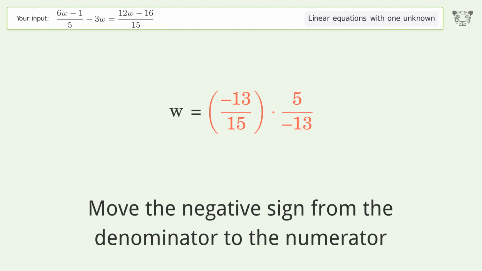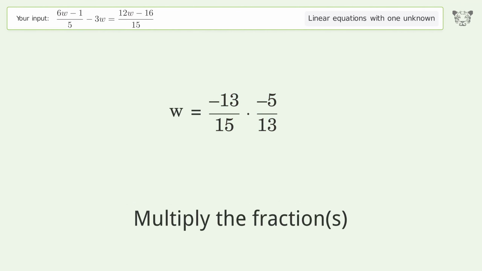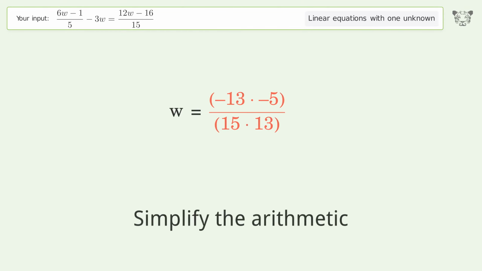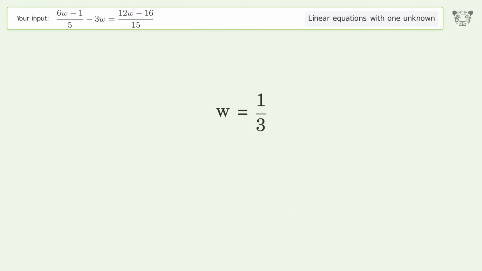Move the negative sign from the denominator to the numerator. Multiply the fractions. Simplify the arithmetic. And so the final result is w equals 1 over 3.